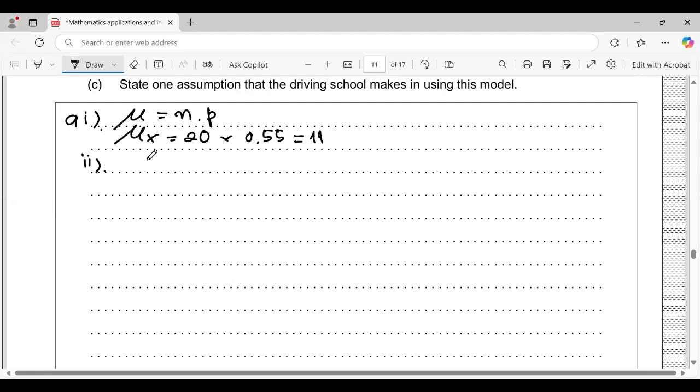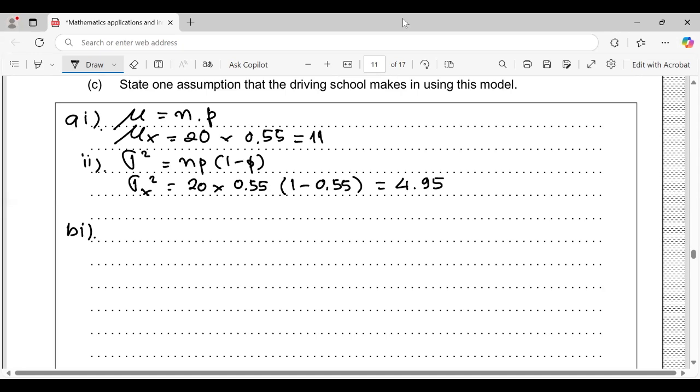Part 2. The variance formula equals n times p times 1 minus p, or times q, where q is 1 minus p. So the variance of x is 20 times 0.55 times 1 minus 0.55. If you calculate, the result is 4.95.